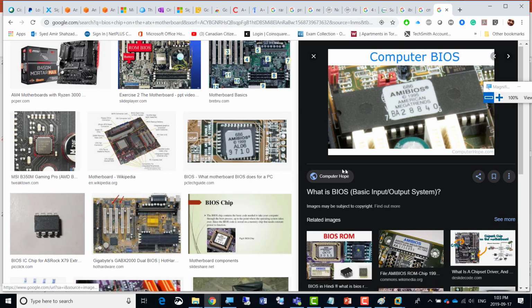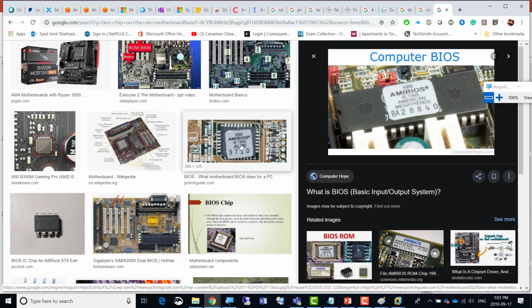This is what we're talking about: the brain of the computer. The firmware is the software that is installed in this kind of chipset, and I was showing you that firmware when we were configuring the boot sequence, right?